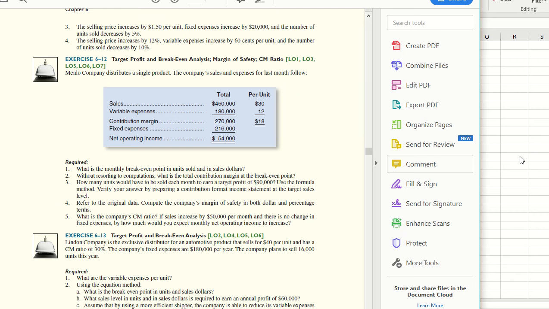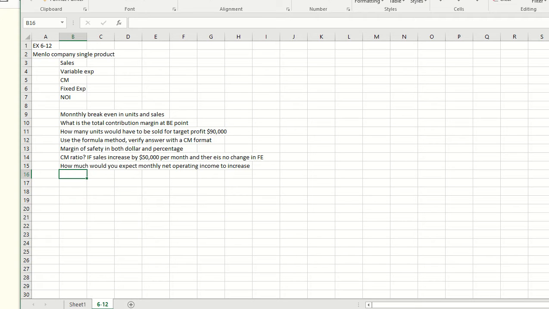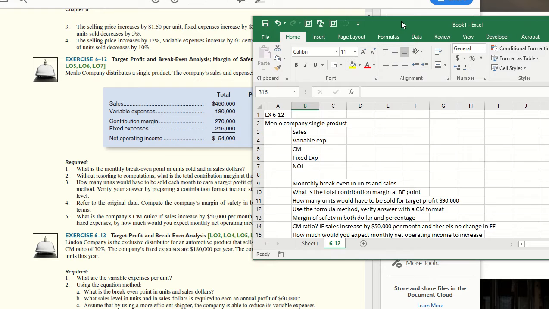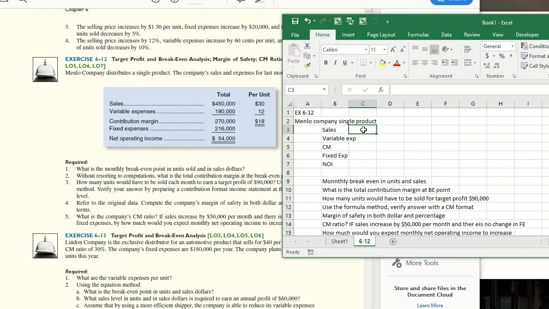And now we're going to break even. Oh, I didn't type that in, but I can type that in here. So 450,000, 180,000, 270. Oh, that's just a calculation, right? And 216,000. And we can subtract that to get our net operating income. $30 per unit, $12, $18. And that's a computation as well.